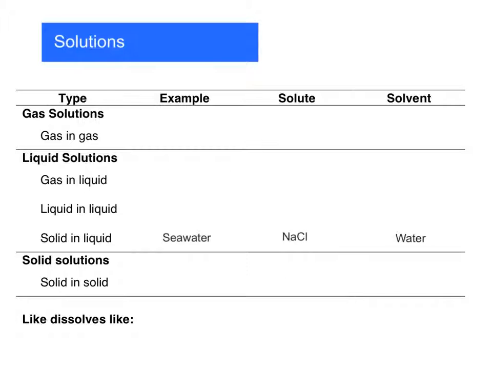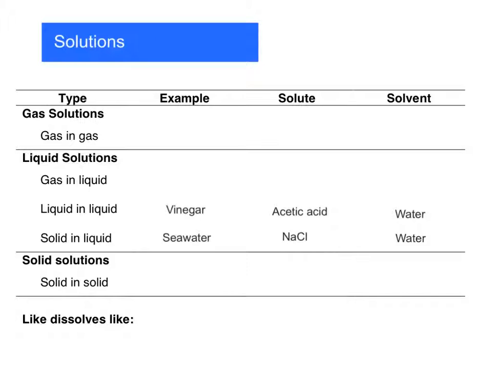Liquid in liquid solutions are also possible. Vinegar is one example of this. So again, water is the solvent in this case, and then the solute in this case is acetic acid, which is what gives vinegar that characteristic smell and taste.